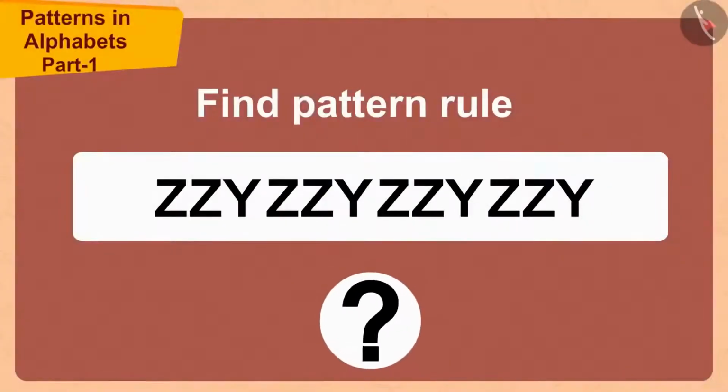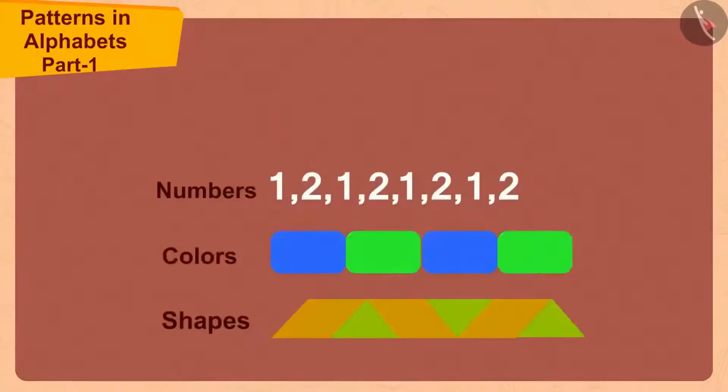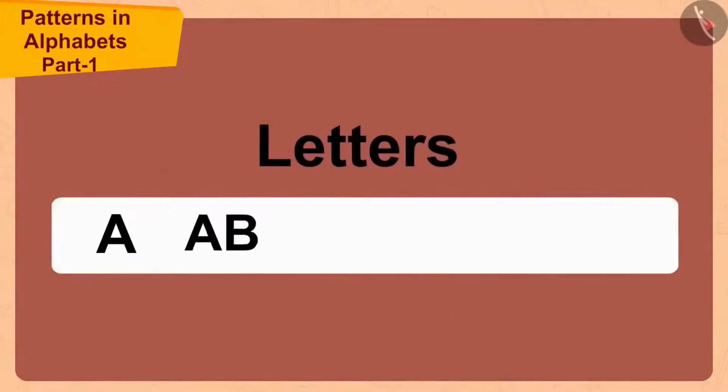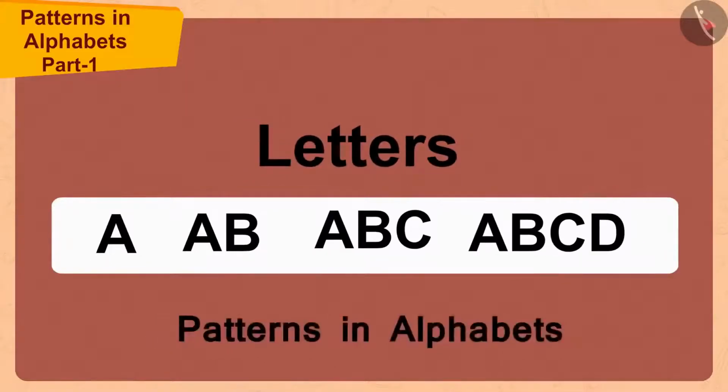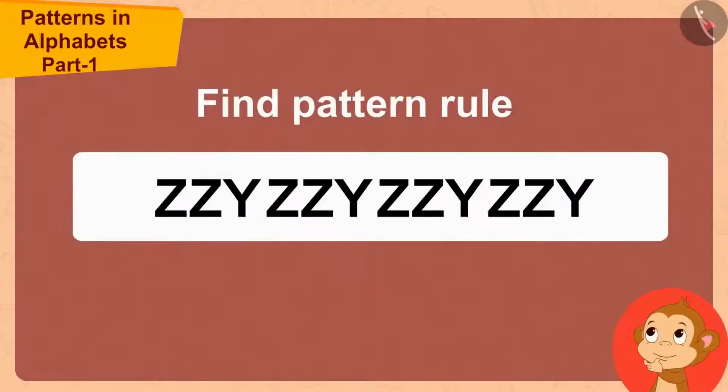Children, have you seen such a pattern before? Like we make different patterns from numbers, colors and shapes. Similarly, we can also make patterns by using letters. Such patterns which are made using letters are called patterns in alphabets. Let us see whether Babban was able to recognize the rule of this pattern.